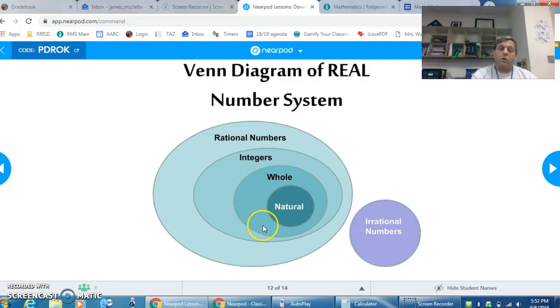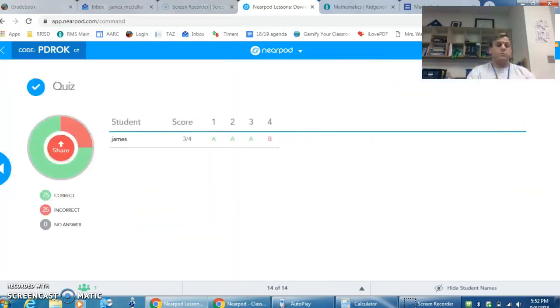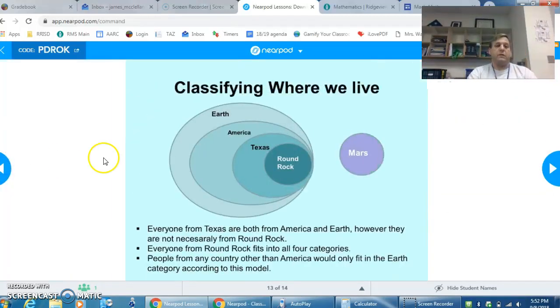Integers are all whole numbers and their opposites. And that does include 0 even though it doesn't have an opposite. So rational numbers include integers, whole numbers, and natural numbers. We do want to classify it in their smallest category. Let's look at, sorry about that. Here's a different way to look at it.